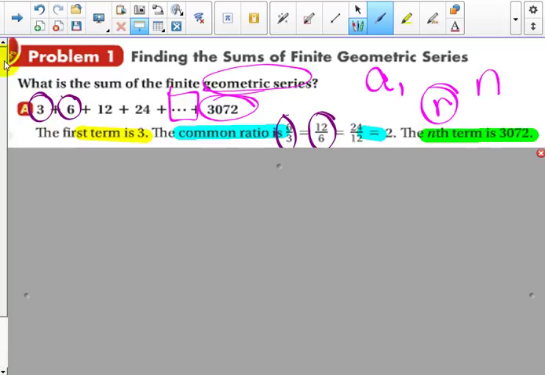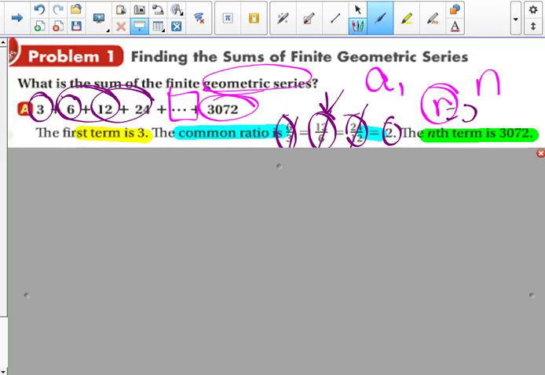They're going through all these. Let me back up. 6 divided by 3, and then the next set is 12 divided by 6. The next set is 24 divided by 12. So they're checking all the ones that we were given. And when you do that, you find 6 divided by 3 is 2, 12 divided by 6 is 2, and 24 divided by 12 is 2. So we have a common ratio of 2.